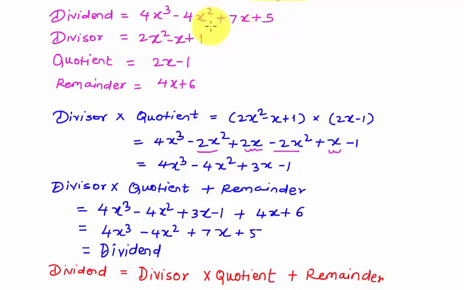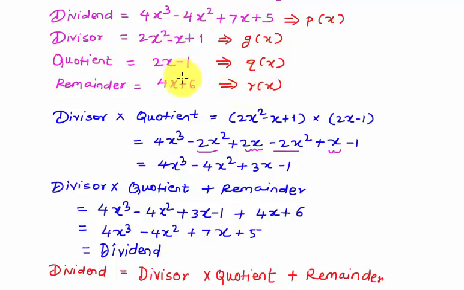Now if you see, the dividend is nothing but a polynomial in variable x form. So we can write it as p of x. The divisor is also a polynomial in variable x. So we can write it as g of x. Then quotient is also a polynomial in variable x form. Let's write it as q of x, and the remainder as r of x. So all these are nothing but polynomials in variable x form.